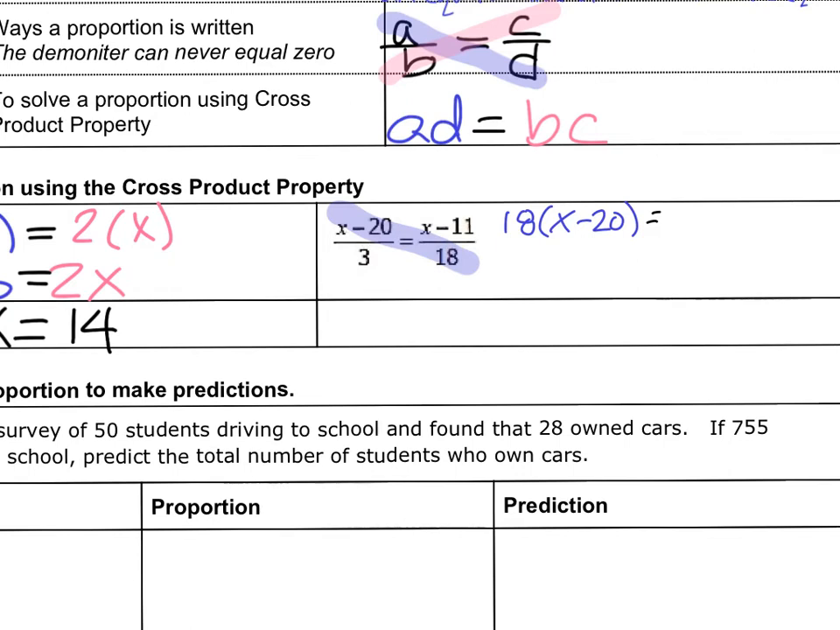And then I'm going to do the same thing here with the 3 times all of that x minus 11. So I'm going to use those parentheses to remind me that it's 3 times everything inside. All right, and so for here we go ahead and distribute. So this gives us an 18x, and then 18 times negative 20 is a negative 360.